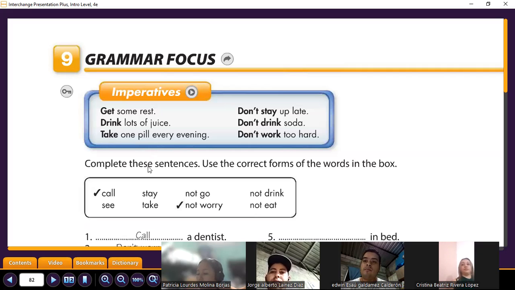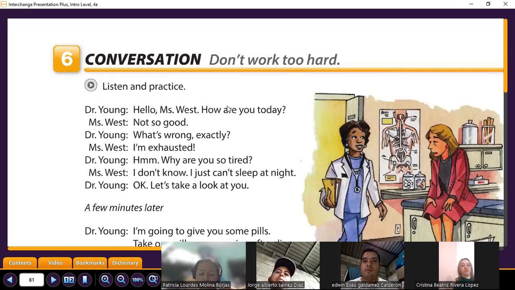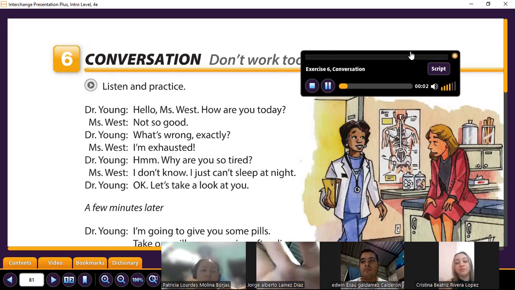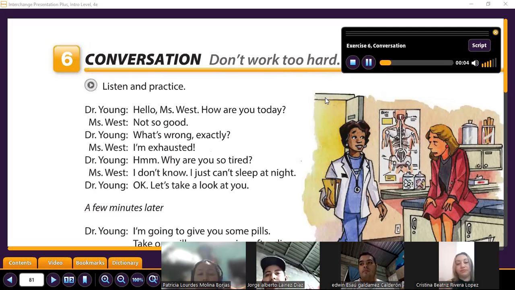Okay, but before we go to this, we have the imperative here, right? Antes de ir al manual, todavía nos queda una conversación aquí. Listen, please. Page 81, exercise 6, conversation.